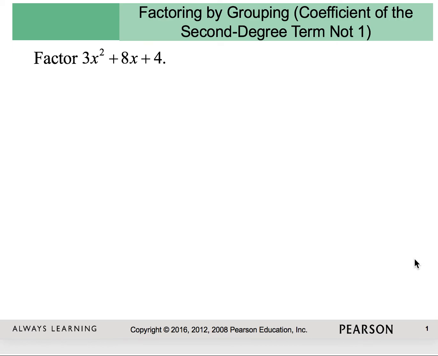Okay, now we're still working on factoring trinomials, but the coefficient may not be 1. So we're going to combine those last two sections.